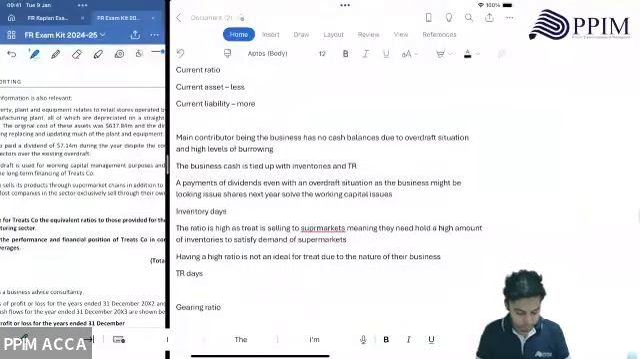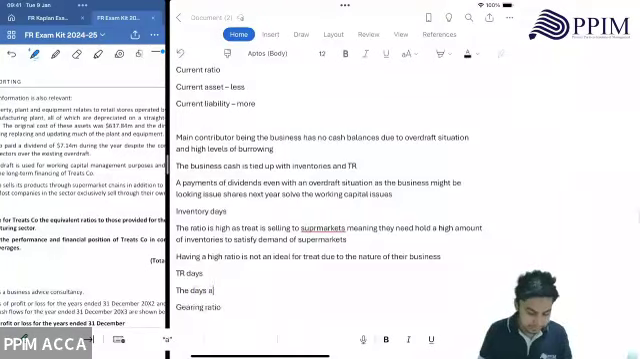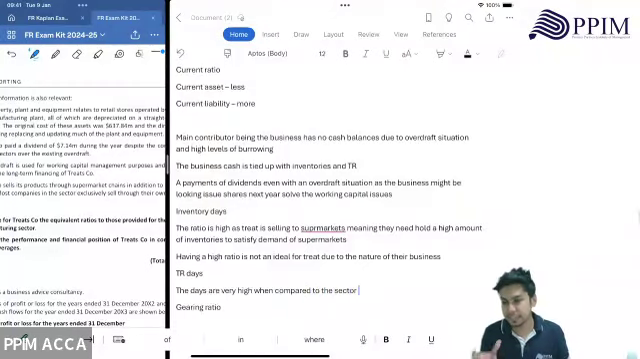Let's start writing, guys, over there. The days are very high when compared to the sector. Again, guys, what's the main reason? Supermarket. Because when you tie up with a supermarket, you're signing a contract. In that contract, they have more bargaining power, so they can tell, we want more days to pay. So then you're helpless.